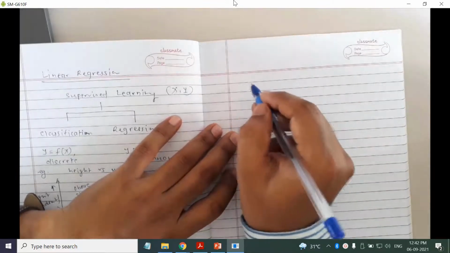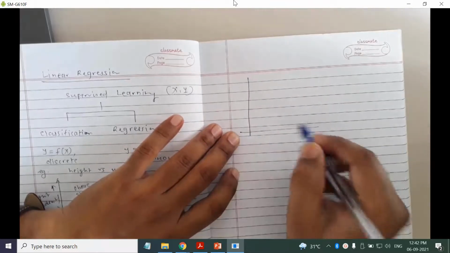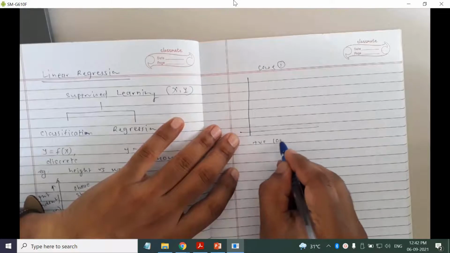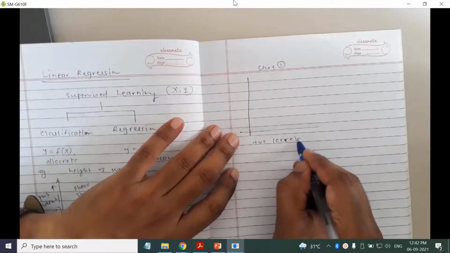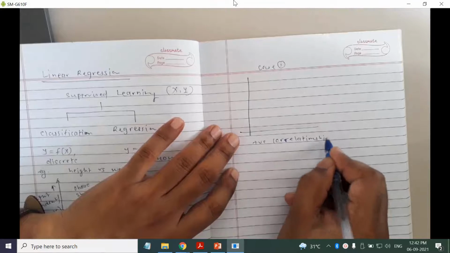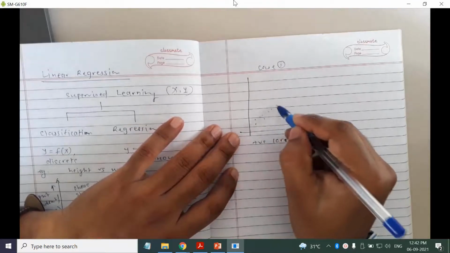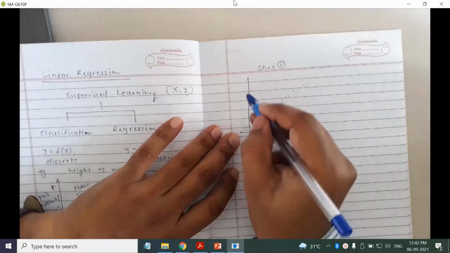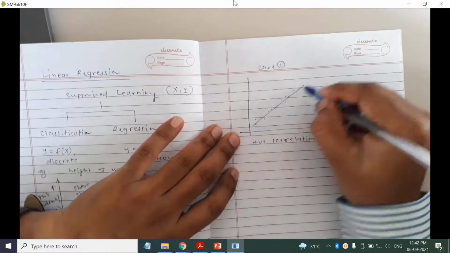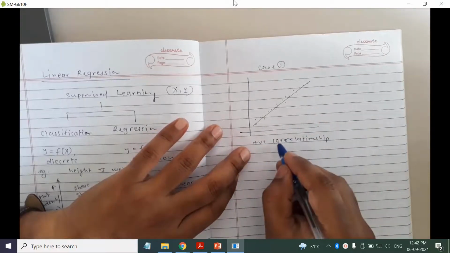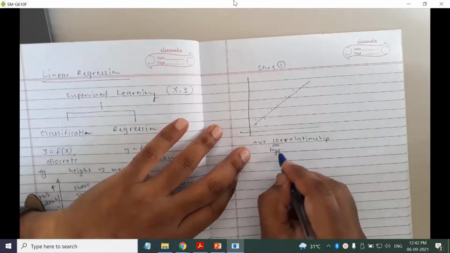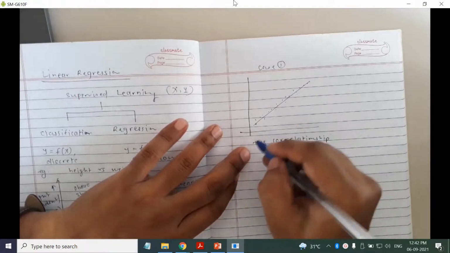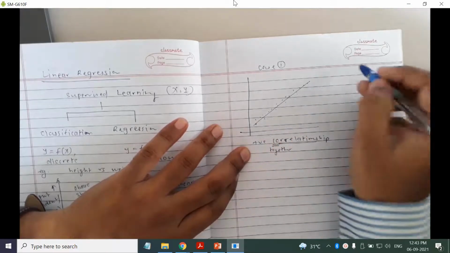There can be different cases. Case 1 is positive correlation. Positive correlation is like this: with the increase in the independent variable, there will be an increase in the dependent variable. So this is a positive correlation. Co means what? Together, right? Co, together, and relation. So they exhibit some relation, and this is an example of a positive relationship.